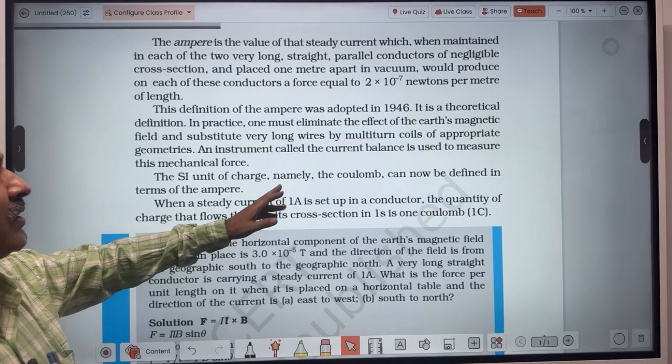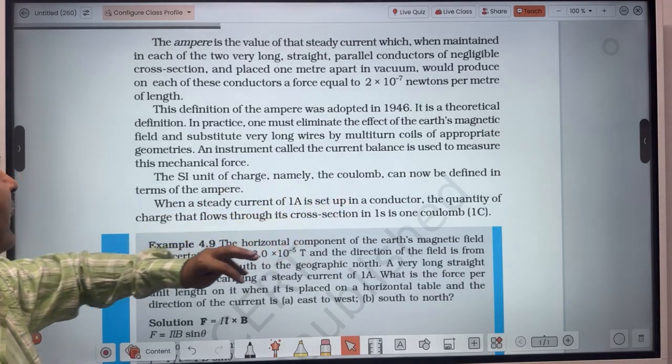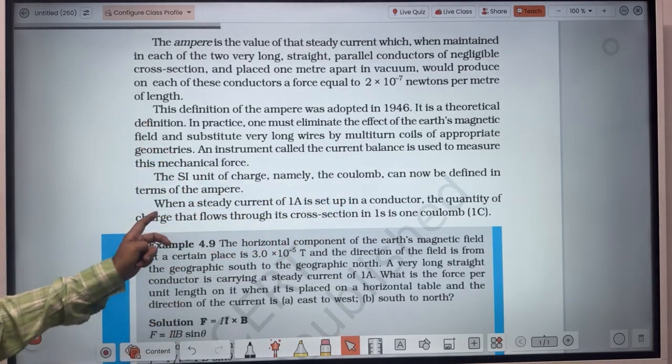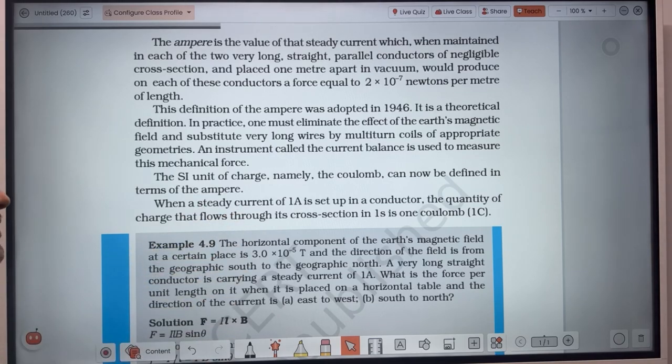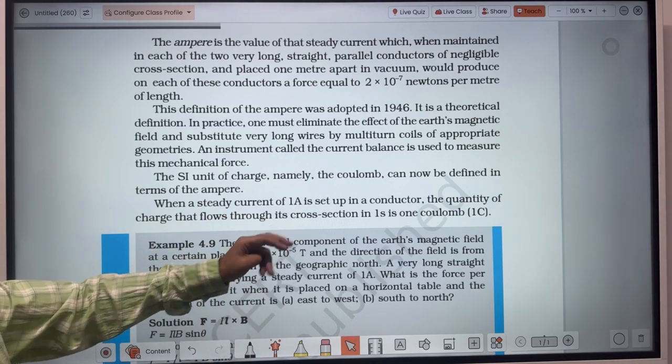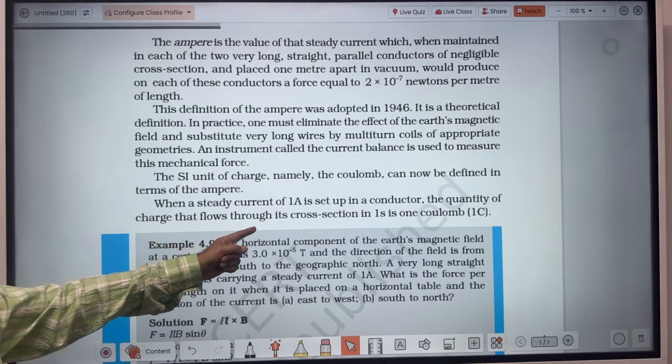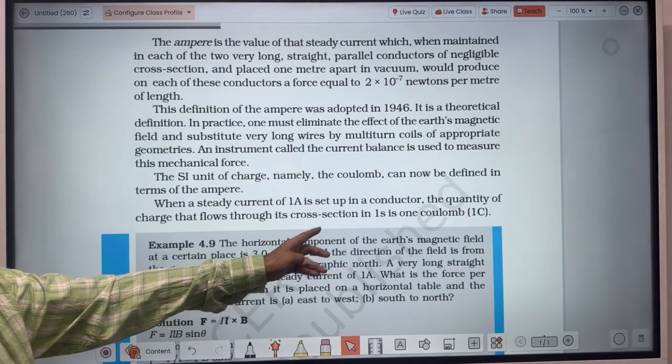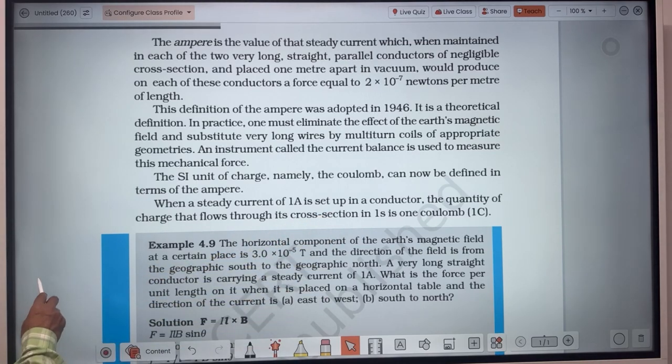The SI unit of charge, namely the coulomb, can now be defined in terms of the ampere. So when a steady current of 1 ampere is set up in a conductor, the quantity of charge that flows through its cross section in 1 second is 1 coulomb. Correct?